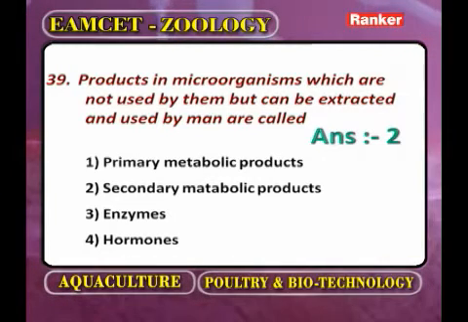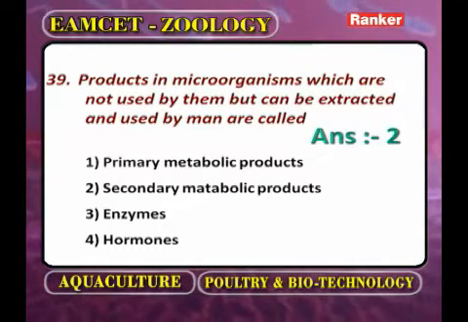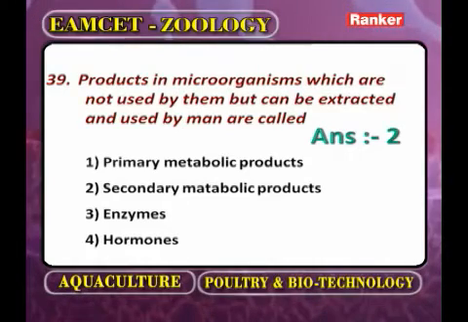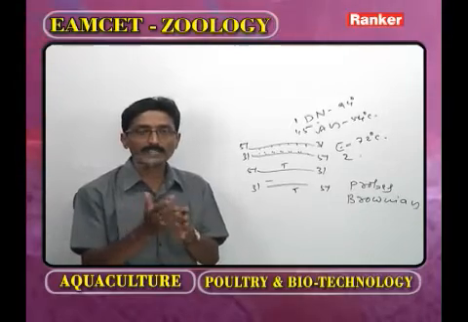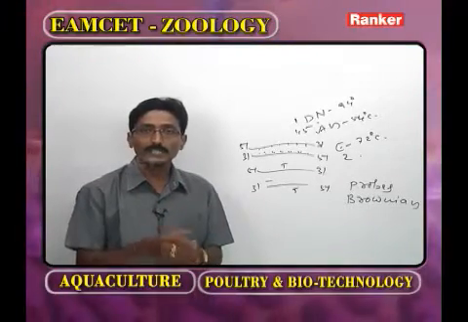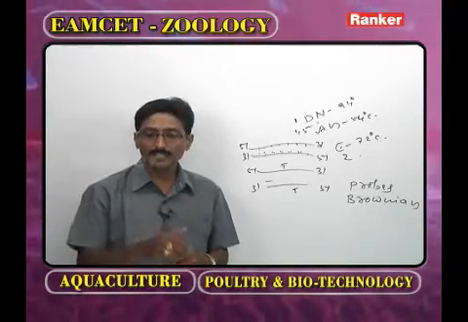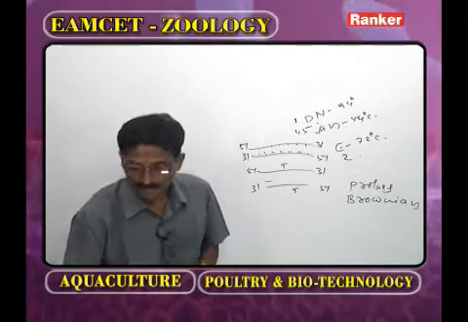Now the next one: products obtained from the microorganisms which are not used by them but are used by us. From the microorganisms we are getting antibiotics: erythromycin, penicillin, gentamicin. All these are the antibiotics. These antibiotics are used by us to kill the microorganisms. So antibiotics are not useful for the microorganisms. So the answer is the secondary metabolic products. What are the secondary metabolic products? Antibiotics.